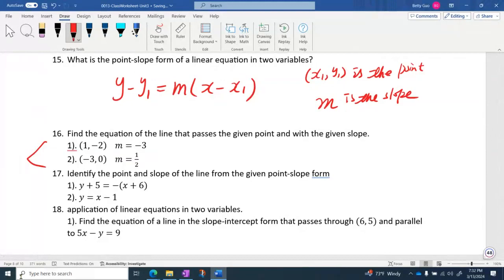So the name of the form is point slope form. That means if we know one point on the line, and we also know the slope, the line is determined, and we should be able to find the equation. Okay, let's try that. Let me show you how I do it.